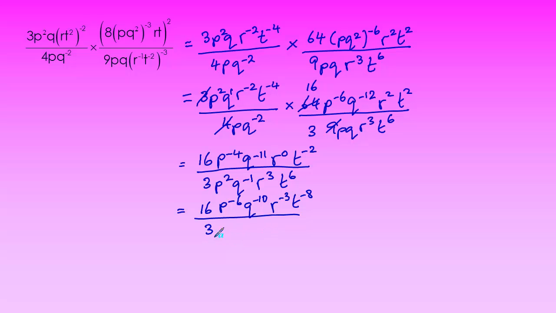Now, that might be an okay place to leave it normally. I'd probably move the 3 over to the middle of the fraction there. But very often we need to write these things without negative indices, so the only thing left on the top would be the 16, and then we'll have 3 p to the 6, q to the 10, r to the 3, t to the 8.